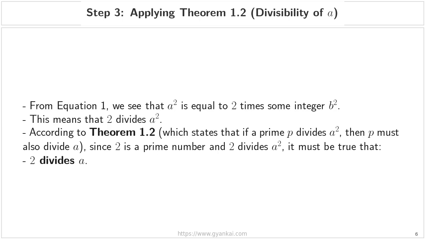Now, this is where we bring in a very important tool from our earlier lessons, Theorem 1.2. As a reminder, this theorem states that if a prime number p divides a squared, then that prime number p must also divide a. In our specific case, since 2 is a prime number, and we have just established that 2 divides a squared, the logic dictates that it must also be true that 2 divides a. Keep this result in mind, because we are going to use it in the next step to perform a substitution.